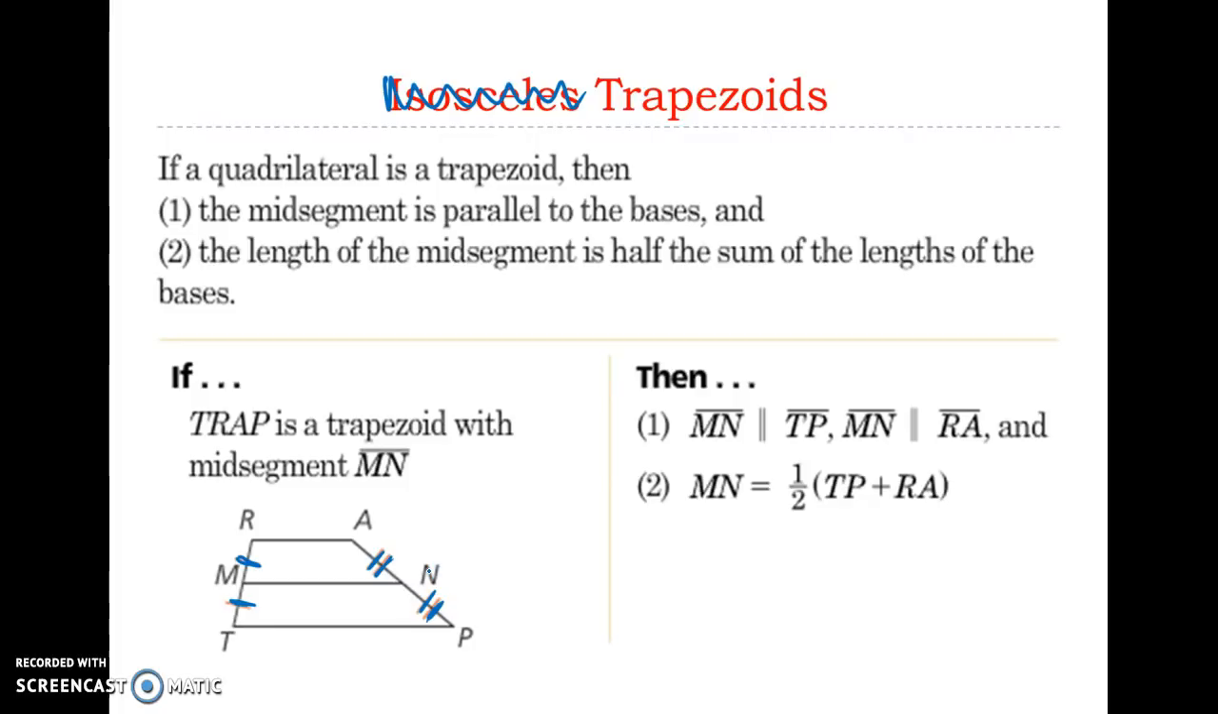So if you have a midsegment, then two things are happening. MN is parallel to the bases, so that means it's parallel to RA, and it's also parallel to TP. It also means that MN is half the measure of the top base and the bottom base added together.